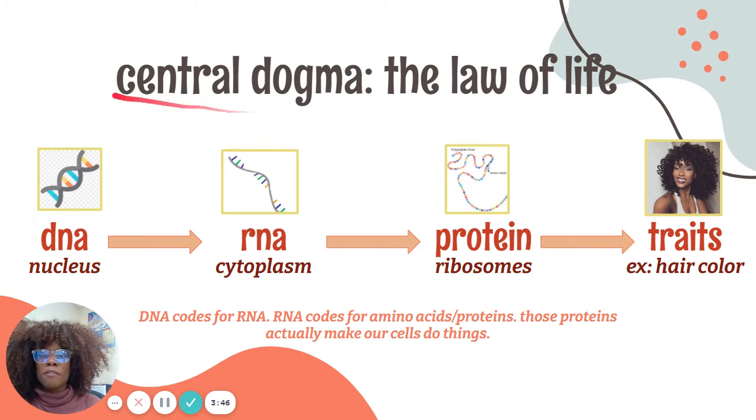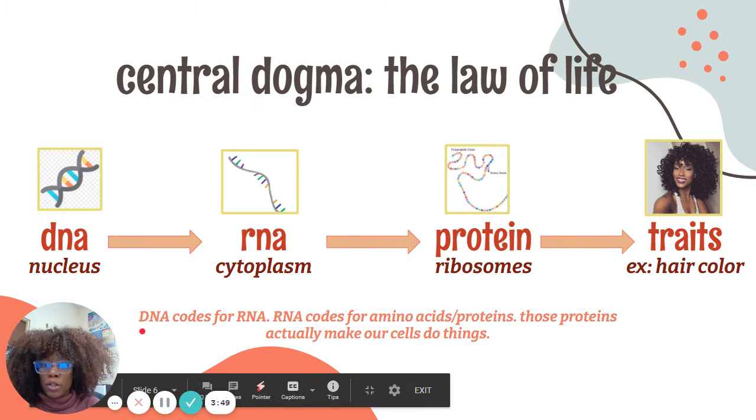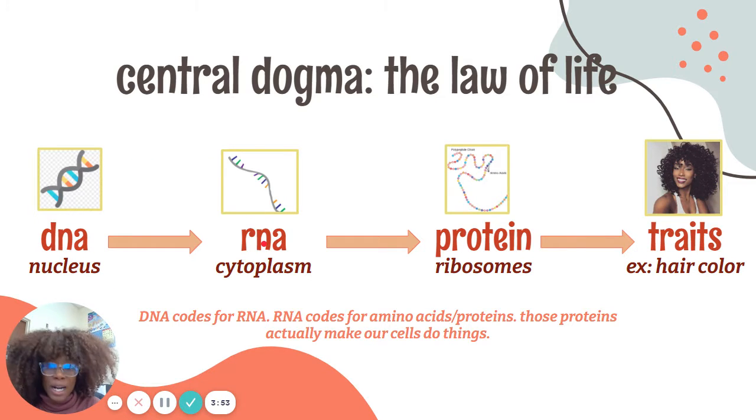So this law of life, central dogma, is literally, again, DNA is going to code for RNA. RNA is going to code for proteins. Proteins are going to code for our traits.